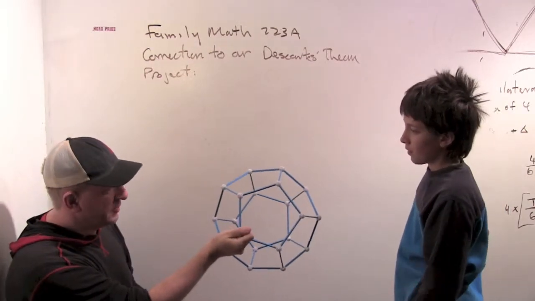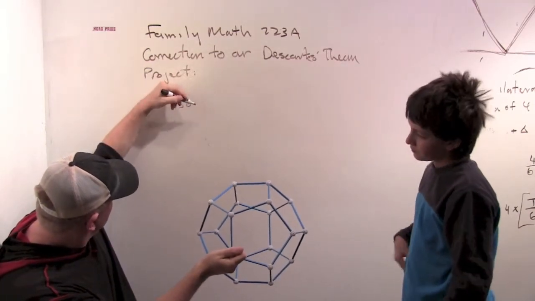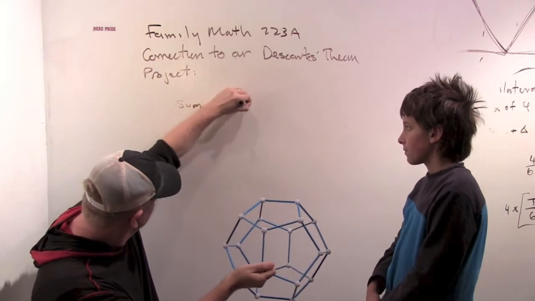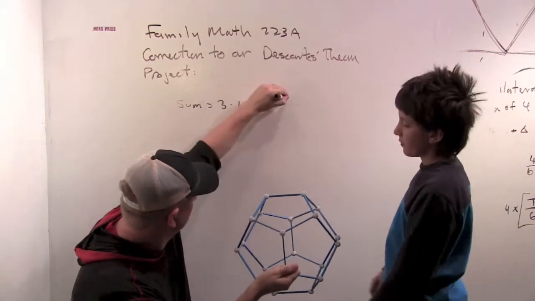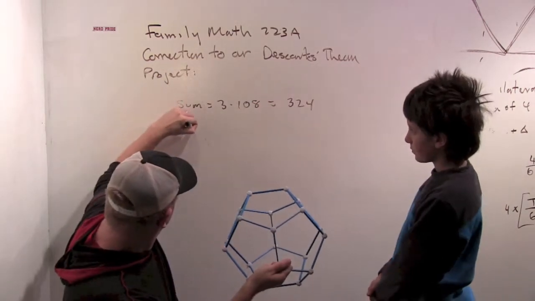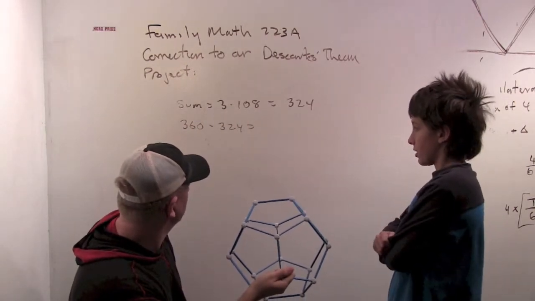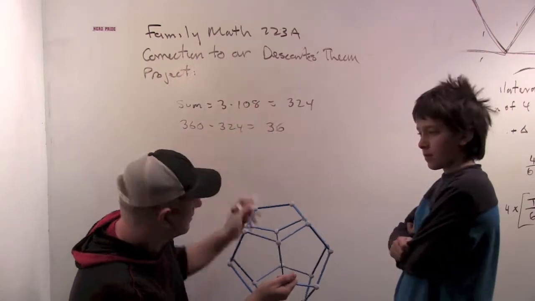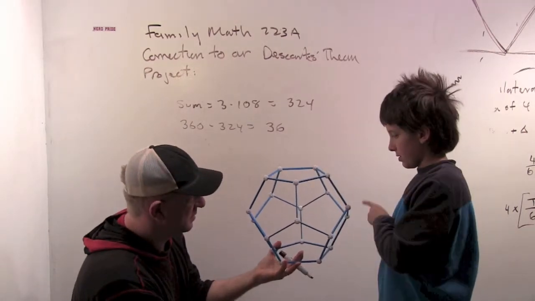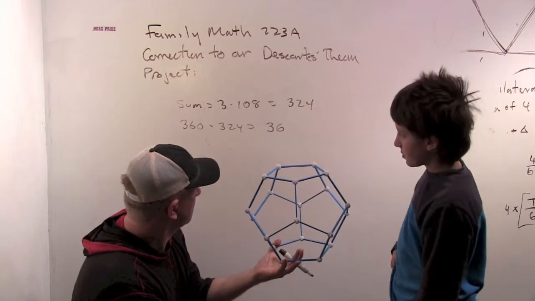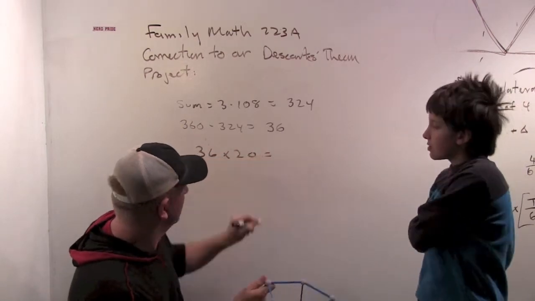So what do we have at every corner of a dodecahedron? We have 3 108 degree angles. So the sum is 3 times 108, which is 324. 360 minus 324 is going to be 36. And how many corners do we have? 5 on the top, 5 on the bottom, and 10 in the middle. So there's 20. 36 times 20 is 720.